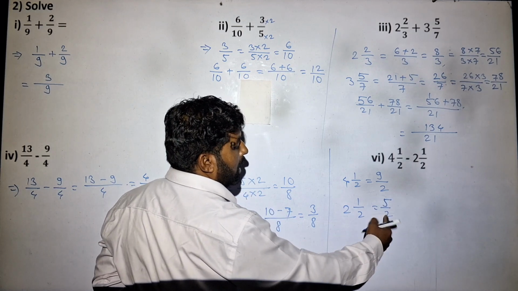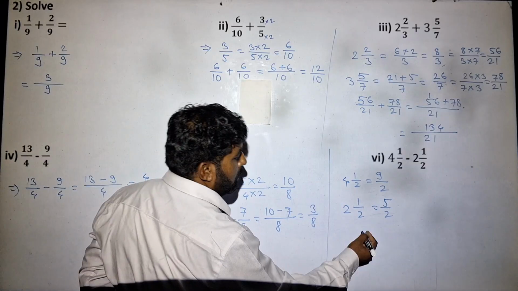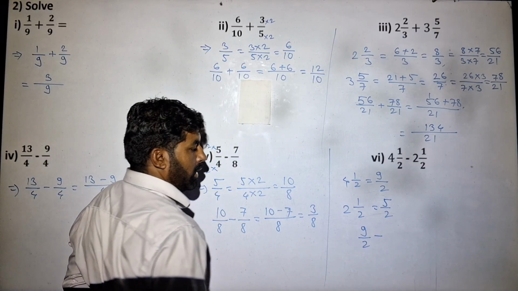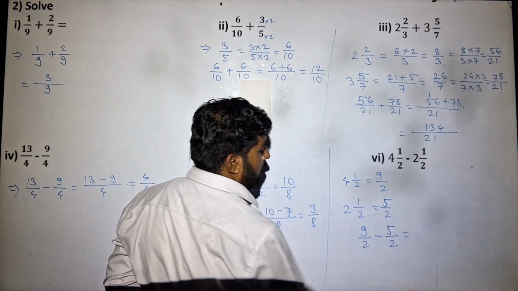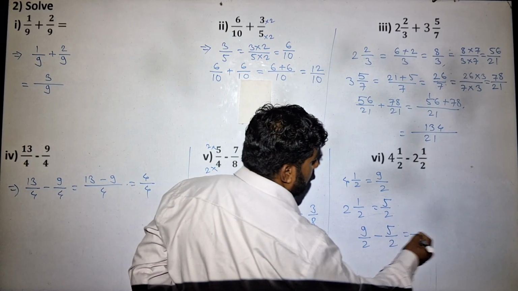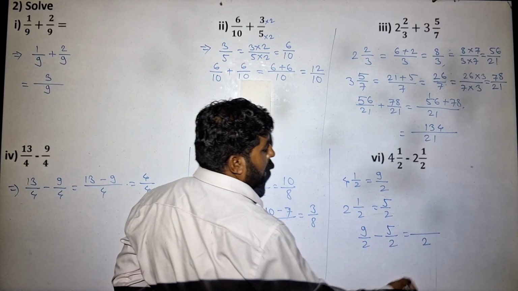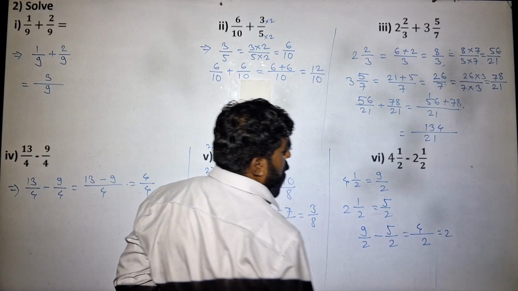Here the denominators, 2 and 2, are the same. Therefore we subtract 9 by 2 minus 5 by 2, which is equal to, keeping the denominator 2, 9 minus 5 is 4, and 4 by 2 is nothing but 2.